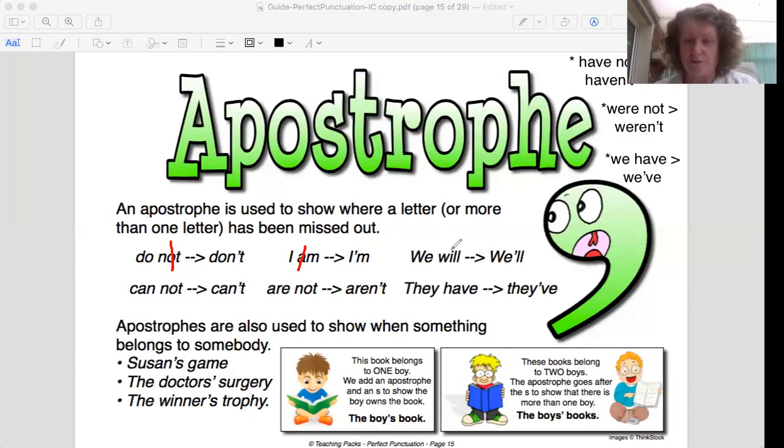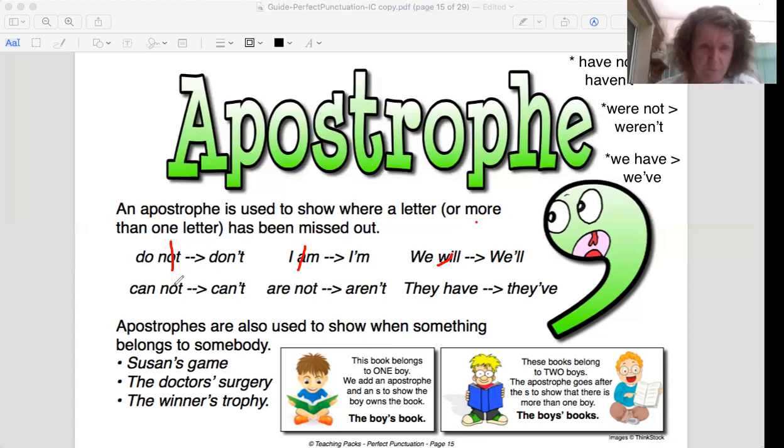We will. Now I think there's more than one letter in this one, isn't there? Let's have a look. We, that's the same. W-I is missing, isn't it? These two here, W and the I. They're not there anymore. We've got W-E apostrophe L-L. We'll.